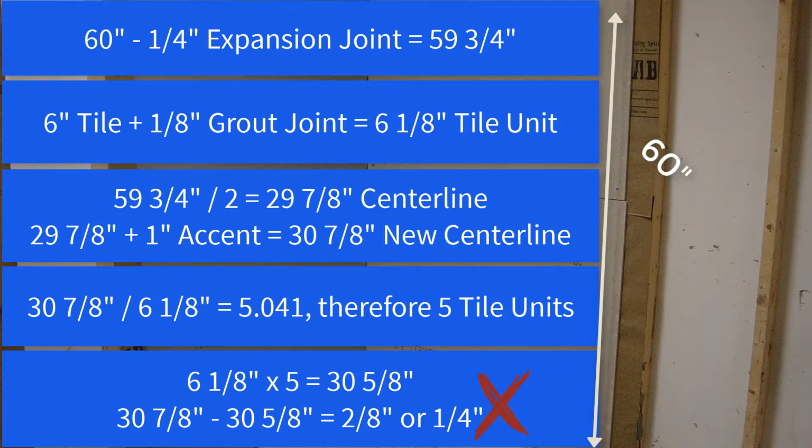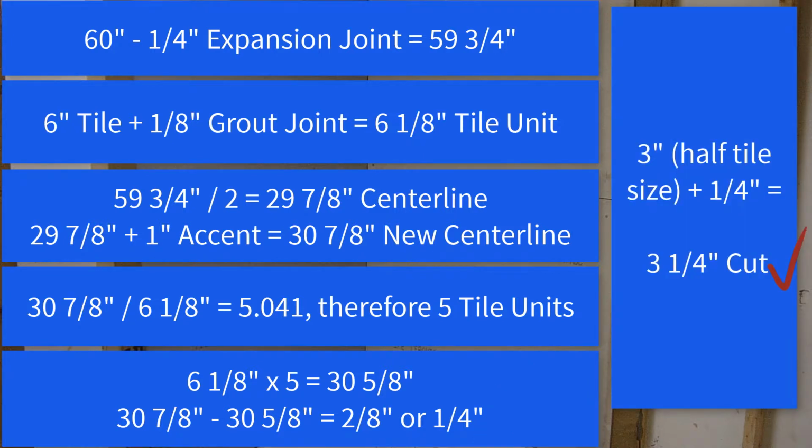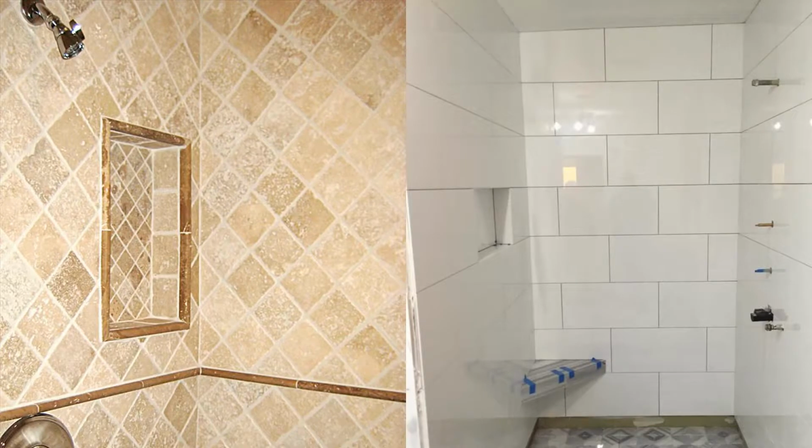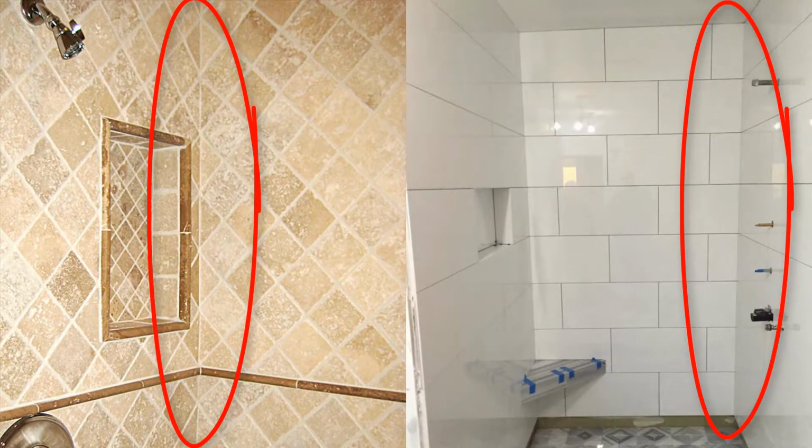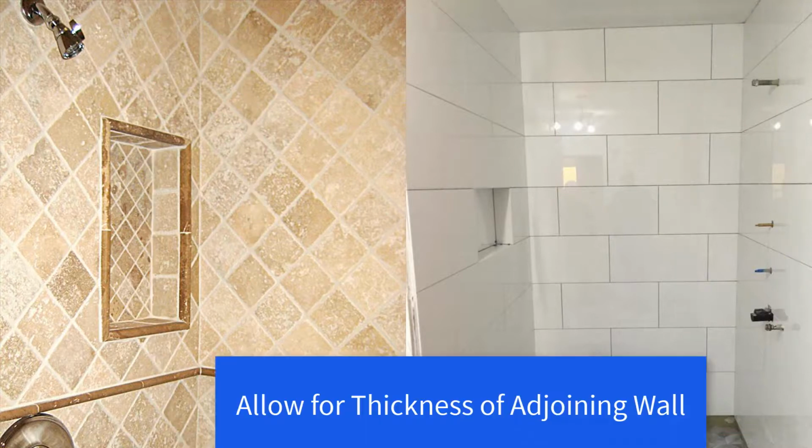Since in this example it's not, one more adjustment must be made. Add 1/2 size of the tile to the 1/4-inch cut tile to get the new top and bottom cut size, which would be 3 1/4 inches. The adjoining wall layout should line up with the starting wall, with all the same considerations. Remember to allow for the tile thickness of the adjoining wall when calculating center and balance of your new wall.